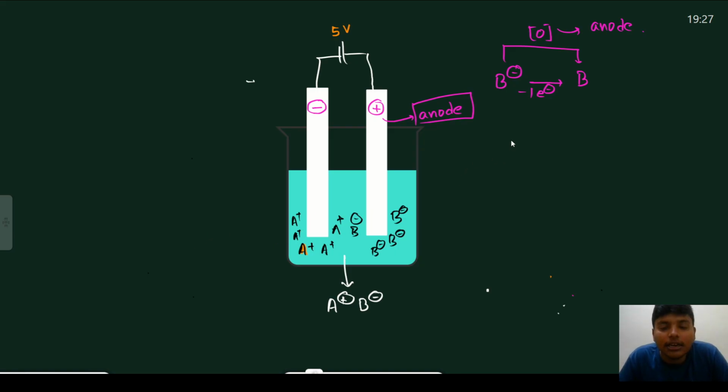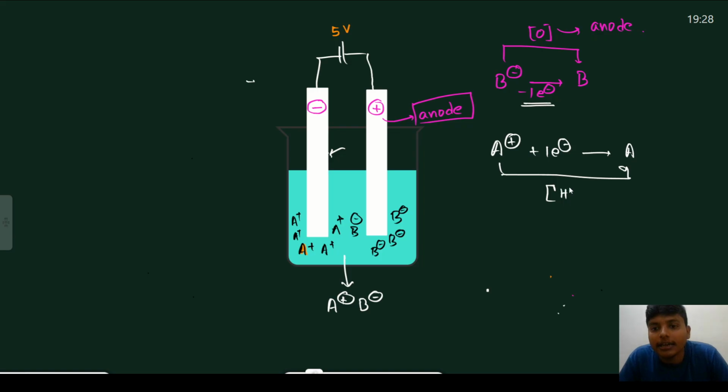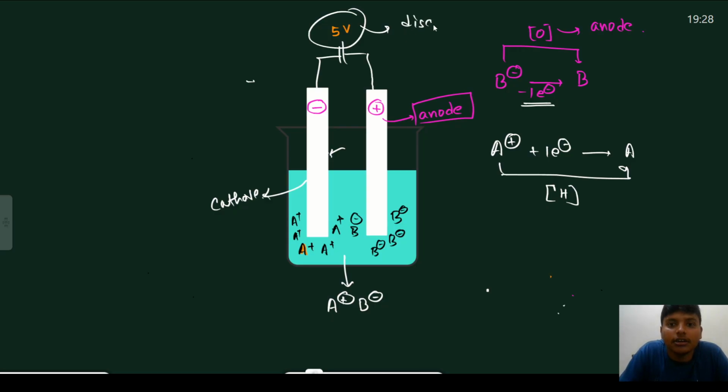Now A plus came this side. So this electron that was removed by B minus, this A plus will get that electron from this electrode, and finally it will give A. So this is reduction, and reduction happens in cathode. Clear or not? How much potential we give? I'm telling you, arbitrary 5 volt. This potential is known as discharge potential. That how much potential you give, that is known as discharge potential. Clear or not?